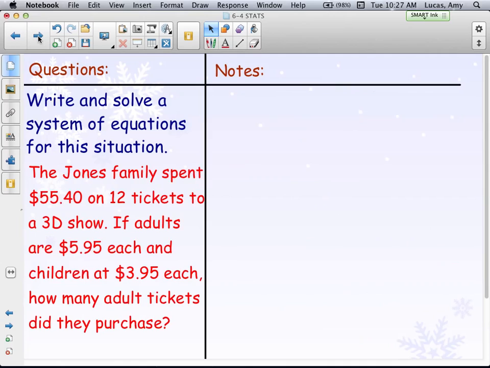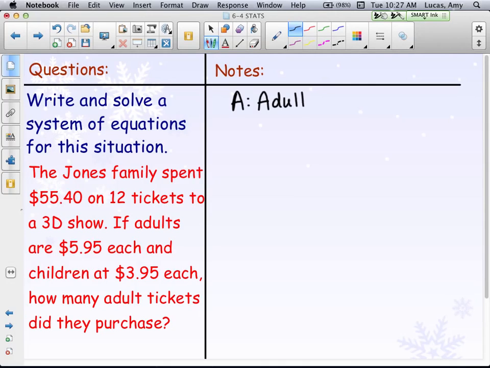Okay, my next situation. The Jones family spent $55.40 on 12 tickets to a 3D show. If adult tickets are $5.95 each and children are $3.95 each, how many adult tickets did they purchase? So I'm going to use A to represent adult tickets. And C to represent child tickets.